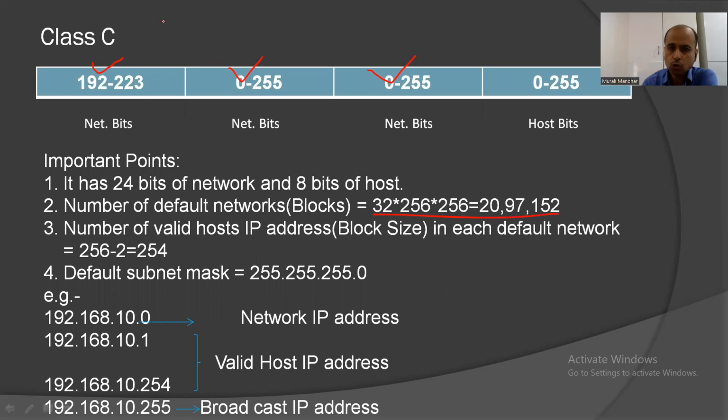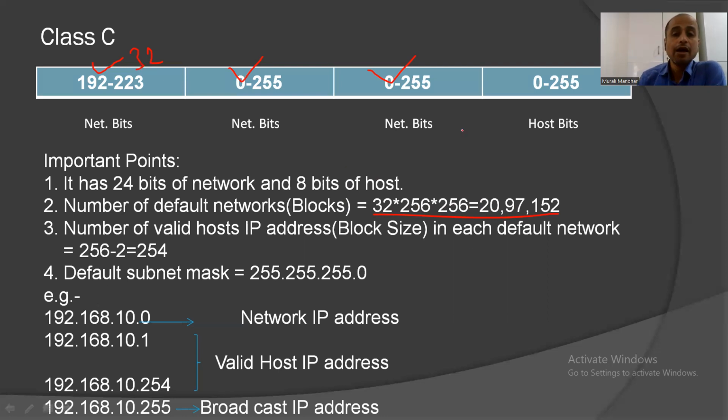So for the total calculation of networks in class C, just multiply this 32, which we have calculated, then from this group 256 values, 0 to 255, means a total of 256. And in this group a total of 256, so the total number of networks will be 32 into 256 into 256, and its figure is like this: 20,97,152.